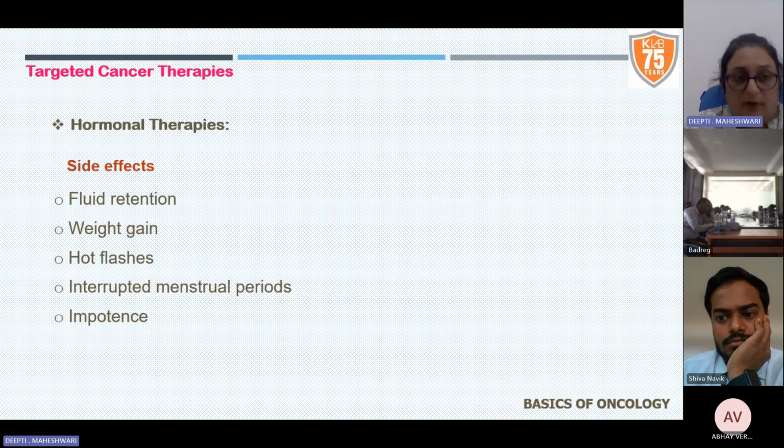When patients take hormonal therapies, females, of course, get hot flushes also. There can be interrupted menstrual periods depending upon the type of hormonal therapy which is given. Patients can become impotent also with some of the hormonal therapy. So these are some of the side effects of hormonal therapy.